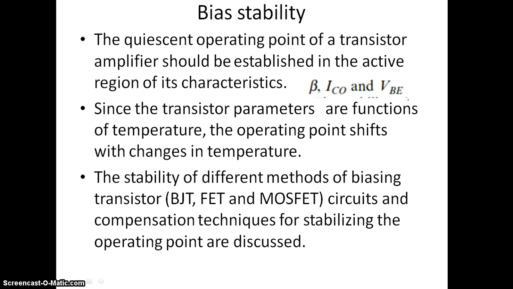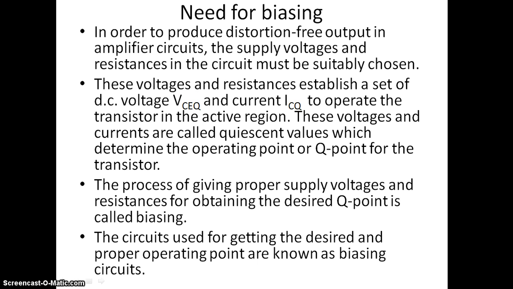Due to variation in these three parameters, the collector current varies, and due to the variation in collector current, the operating point shifts with changes in temperature. If the operating point shifts, the transistor will not act in the stable region. The stability of different methods of biasing transistor circuits and the compensation techniques for stabilizing the operating point are going to be discussed. Need for bias.